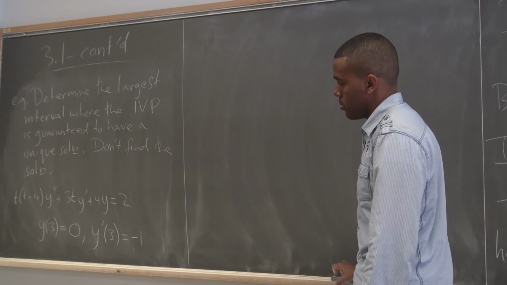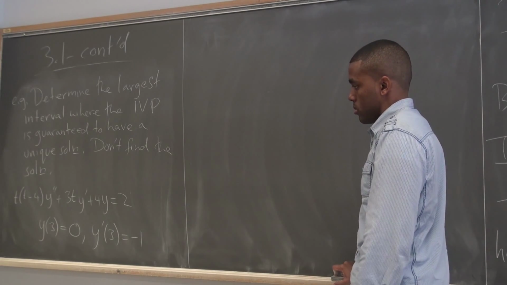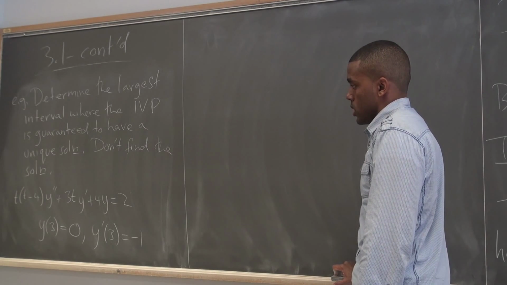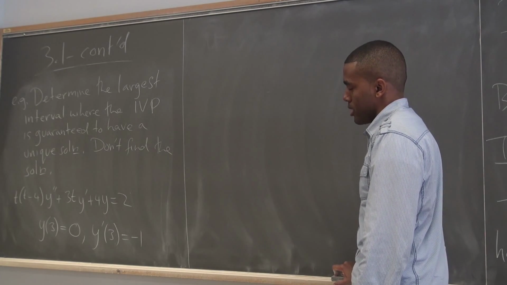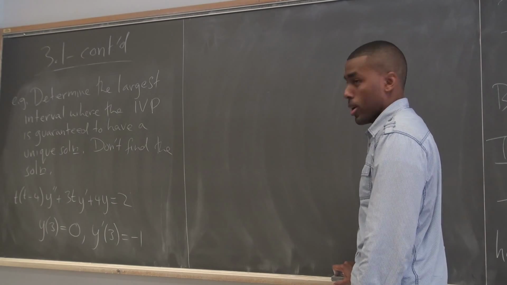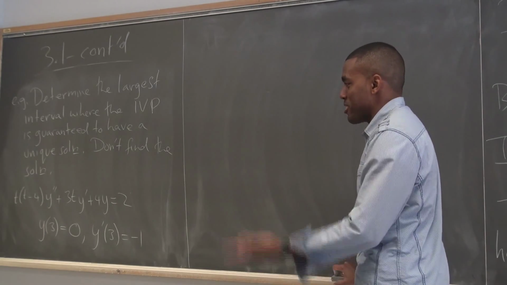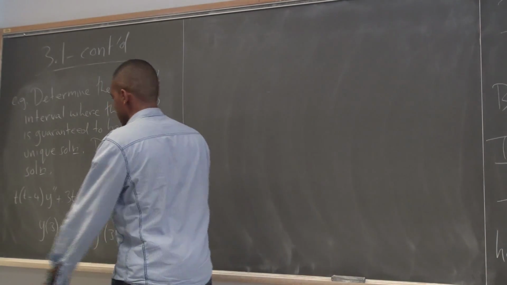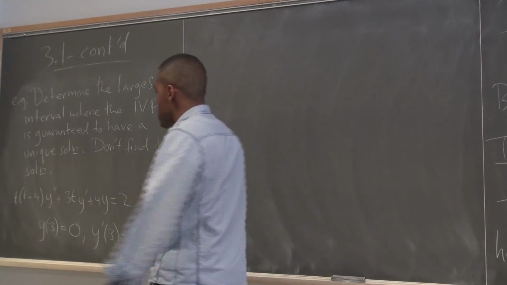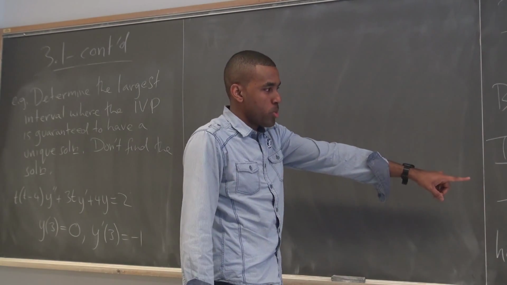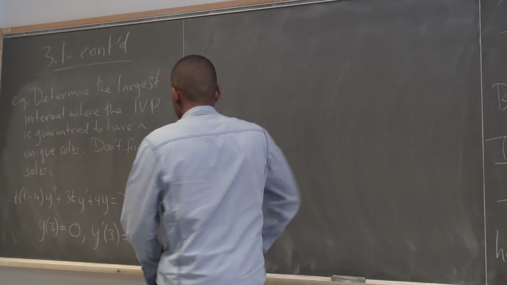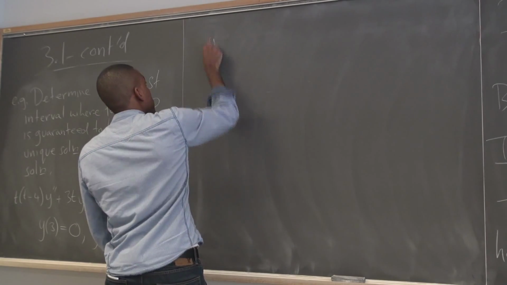Any ideas? If only we had a theorem that told us where we can find a unique solution that's guaranteed to exist. It's a second order linear differential equation, which means this theorem applies, but look at the theorem. What form should we have it in? We should have it in standard form, which means that is the first thing I'm going to do. Divide through by t times (t minus 4).